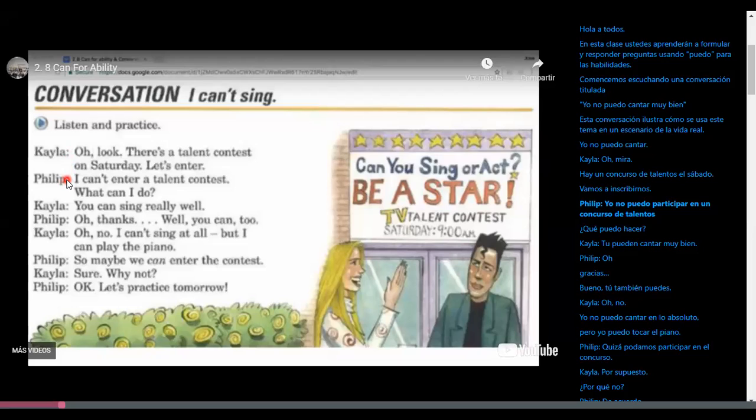I can enter a talent contest. What can I do? You can sing really well. Oh, thanks. Well, you can too. Oh, no, I can't sing at all, but I can play the piano. So maybe we can enter the contest. Sure, why not? Okay, let's practice tomorrow.